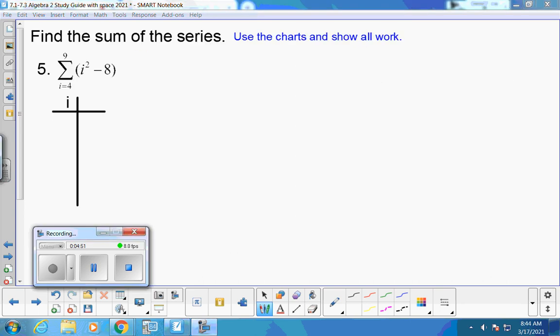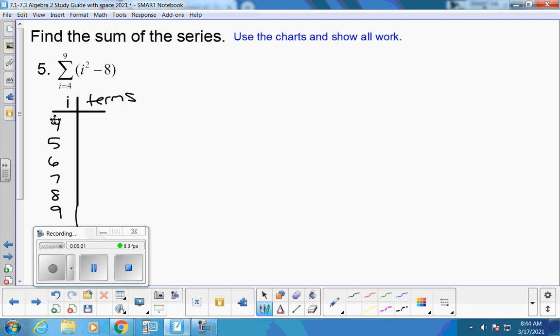Okay, so we're just going to use the charts to show our work and find the sum. We're going from term 4 to 9. So 4, 5, 6, 7, 8, 9. These are my terms. Do I have a group that's got this filled out and they can go ahead and just tell me the numbers? Any group filled this one out yet? Not yet. I'll give you a second. Go ahead and fill it out with your partners and we'll pause it and give you work time.